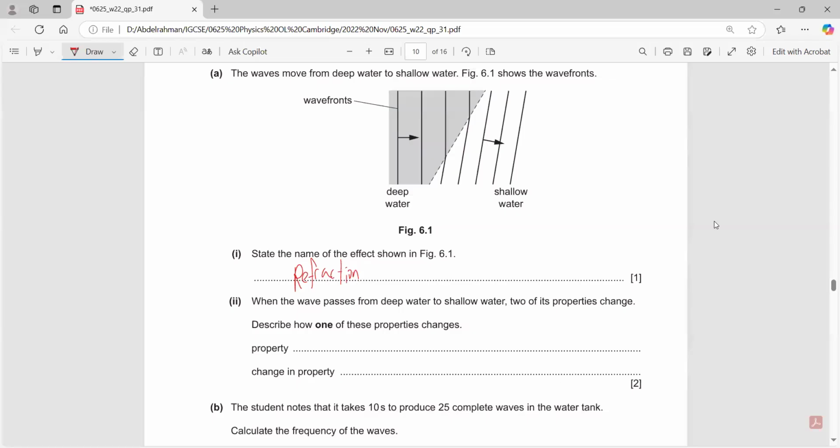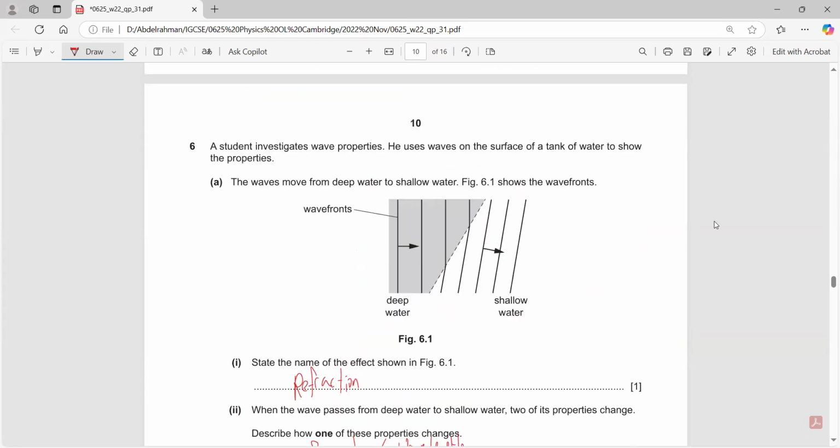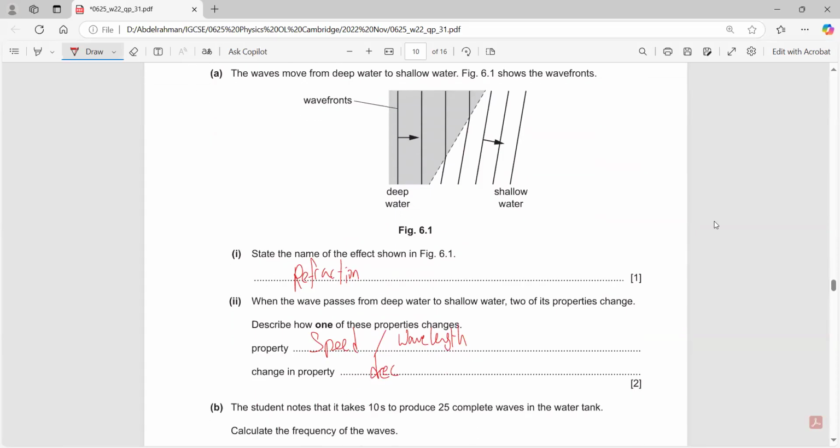For example, if I say that the speed has changed, what happens to the speed? It decreases. But what if I say the wavelength? It also decreases. As it's passing from deep to shallow, you can see quite clearly from this figure that the wavelength in the deep part was larger than the wavelength in the shallow part. So as the wave moves from deep to shallow, the wavelength decreases and the speed decreases.